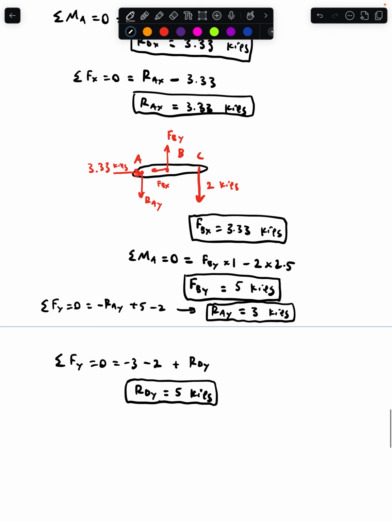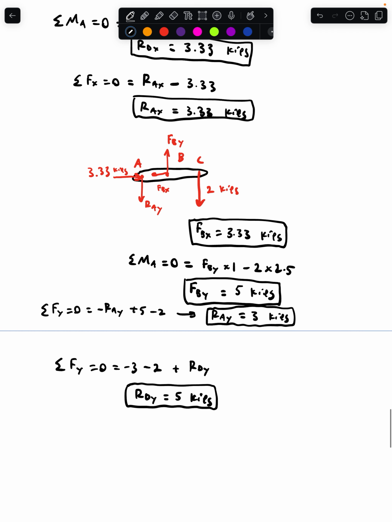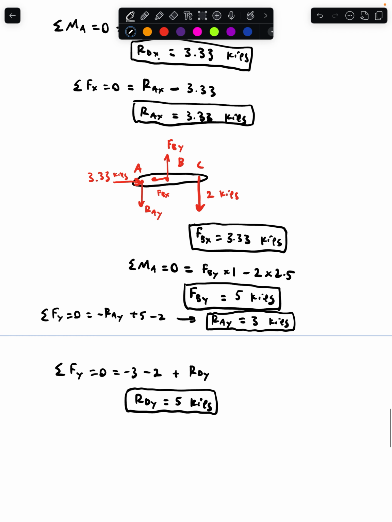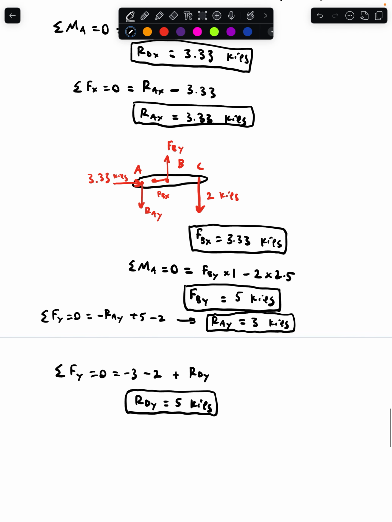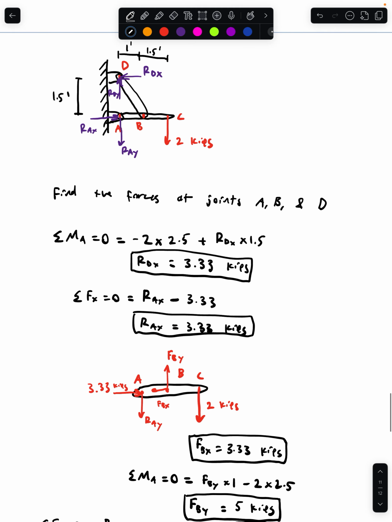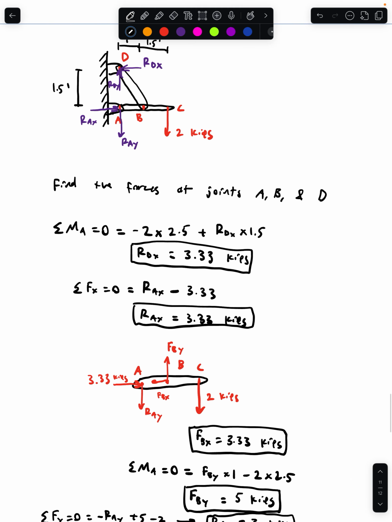And just kind of a quick spot check on these. My forces at B should be equal to my forces at D, which they are. So my x component at B equals the x component at D, and the y component at D equals the y component at B. But yeah, these problems aren't too bad. They're just a little bit harder than trusses, but I hope this helps.